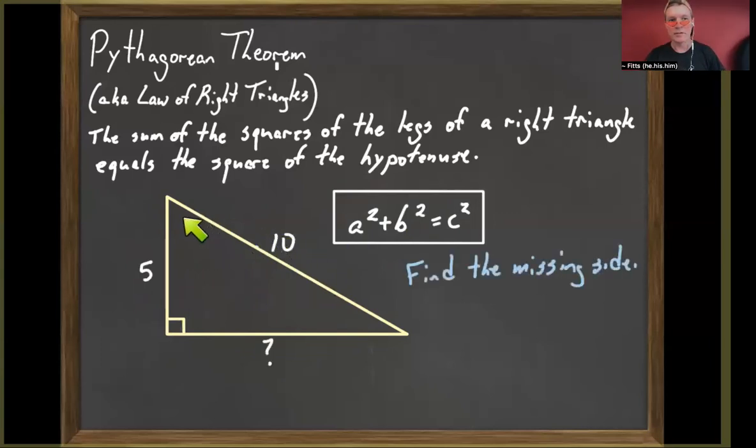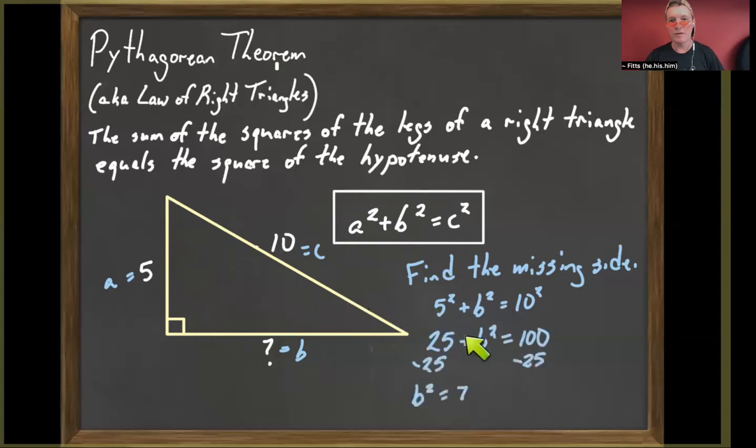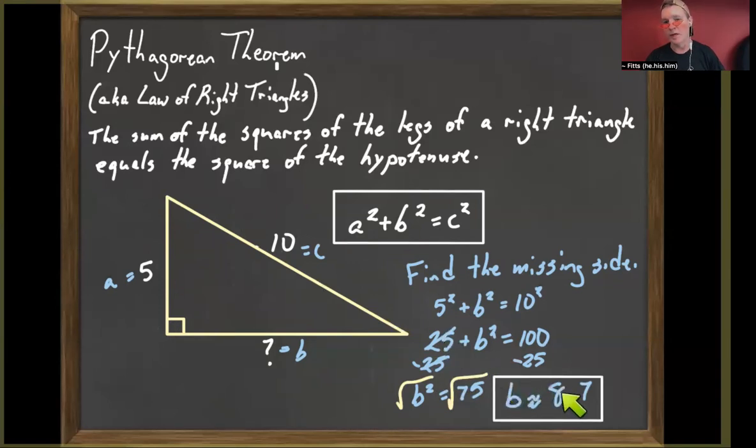Find the missing side. So A squared plus B squared equals C squared. Well, this is my A, this is my B, and this is my C. Okay, let's just plug everything into the theorem. So this is going to be 5 squared plus B squared equals 10 squared. 5 squared is 25. B squared is B squared. 10 squared is 100. We then subtract 25 from both sides. So we have to do a little algebra here. You're going to get B squared equals 75. Take the square root of both sides, and B is approximately equal to 8.7.